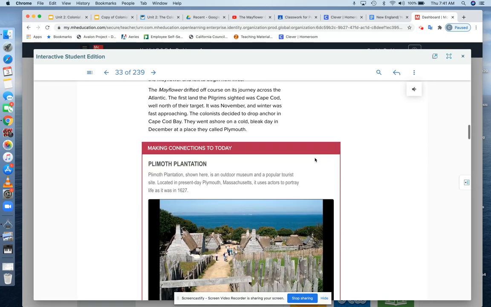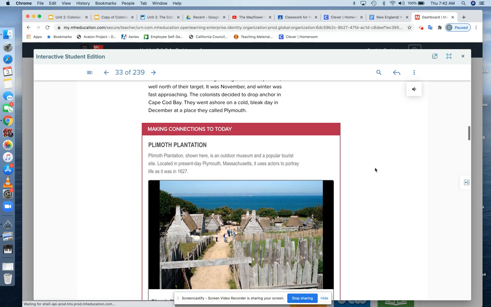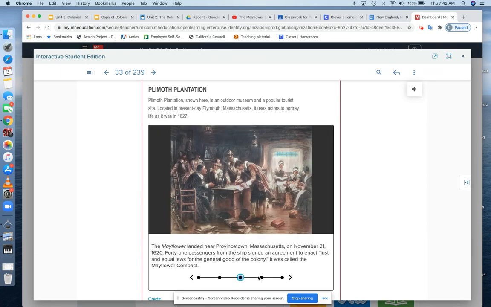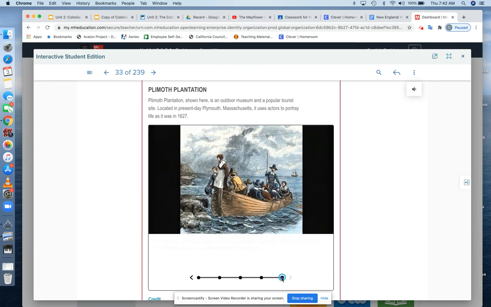The Mayflower drifted off course on its journey across the Atlantic Ocean. The first land the Pilgrims sighted was Cape Cod, well north of their target of Virginia. It was November and winter was fast approaching. The colonists decided to drop anchor in Cape Cod Bay. They went ashore on a cold, bleak day in November at a place they called Plymouth. And in the interactive student edition, there's pictures that'll show you. There's actually Plymouth Plantation. It's an outdoor museum, and they have actors who go and they recreate things.